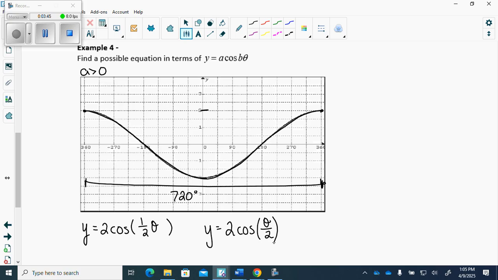Now, if that doesn't ring a bell, you can do B equals 360 degrees divided by the period, which was 720 degrees, which equals 1/2. You can just use the formula. All right. Next page.